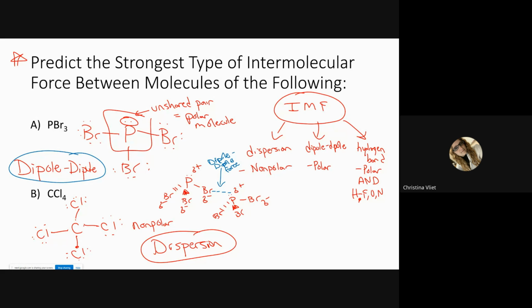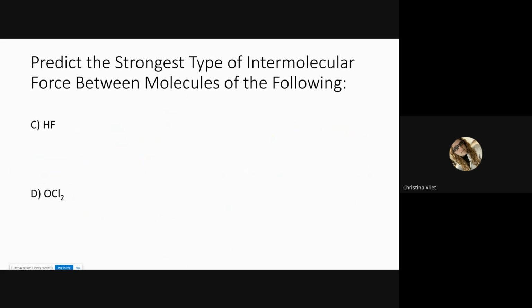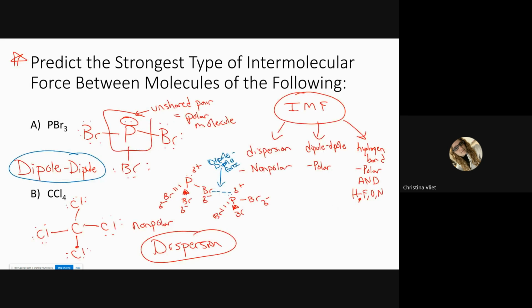Got a couple more to work through, and then we'll take a look at the last thing. You'll have to practice examples of your own. Next one, HF. What do we think is the strongest type of force for HF? Try it out. It might be pretty apparent to you. It's very polar, yes. So what does it meet the requirement for? Oh, hydrogen bonding. Right?